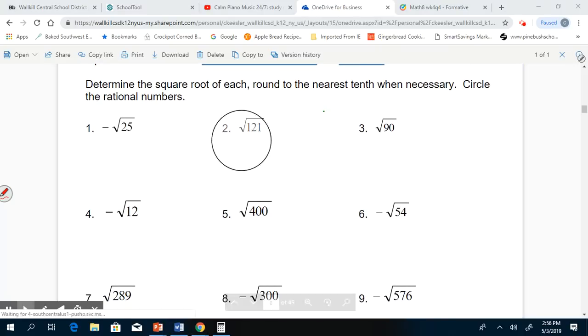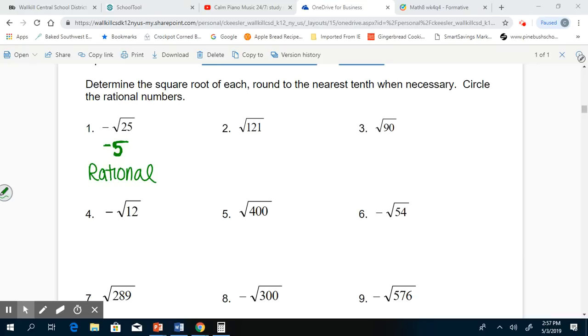All right, so for the first one, we have negative square root of 25. So 25 is what we call a perfect square because you can take the square root of 25 and get a whole number. Think about what number times itself makes 25. Hopefully, you're thinking 5 because 5 times 5 is 25. So the square root of 25 is 5. But because of the negative sign on the outside, it's negative 5. Since we're able to take its square root and get a whole number, this is what we call rational. And now in the directions, it does say to circle the rational one, so we're going to circle number 1.